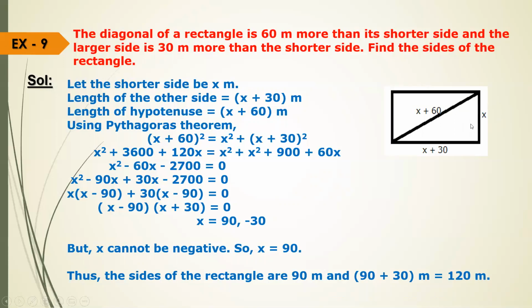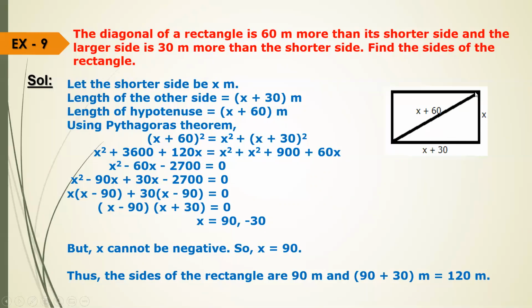So shorter side we are taking as x. Diagonal is 60 more than the shorter side, means diagonal is x plus 60. And the larger side is 30 more than the shorter side. So larger side is 30 more than the shorter side. It becomes x plus 30.